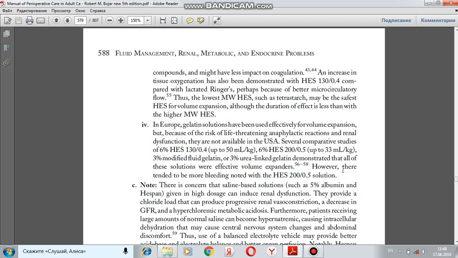In Europe, gelatin solutions have been used effectively for volume expansion, but because of the risk of life-threatening anaphylactic reactions and renal dysfunction, they are not available in the United States. Several comparative studies of 6% HES, 6% HES 200, 3% modified fluid gelatin, or 3% urea-linked gelatin demonstrated that all of these solutions were effective volume expanders. However, there tended to be more bleeding noted with the HES 200/0.5 solution.